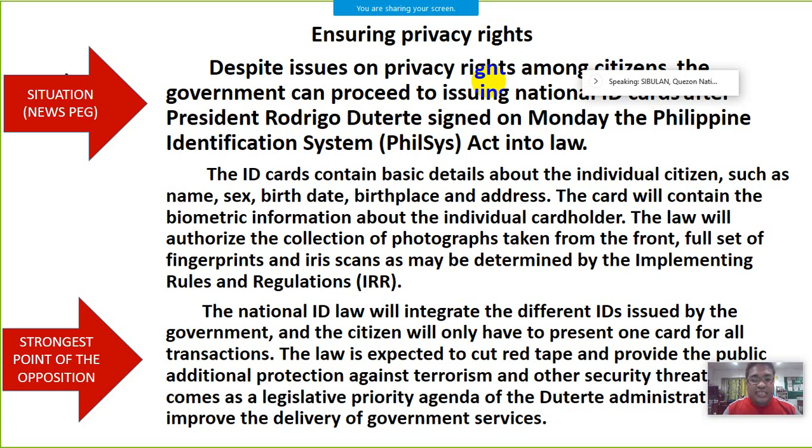Now, let's look at the strongest point of the opposition. So in other words, the strongest point of the opposition is the point not favored by the editorial itself, or the other side, which is not taken by the editorial itself. The national ID law will integrate the different IDs issued by the government, and the citizen will only have to present one card for all transactions. So that's the strongest point of the opposition.